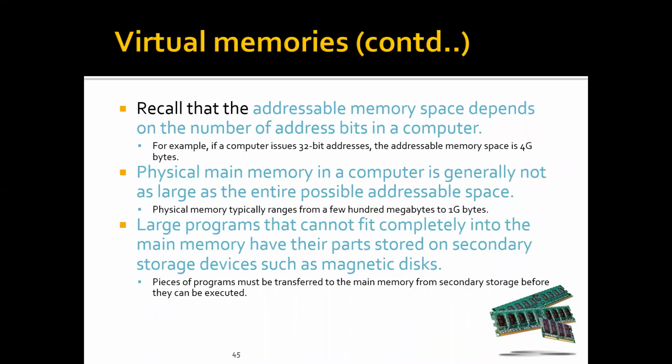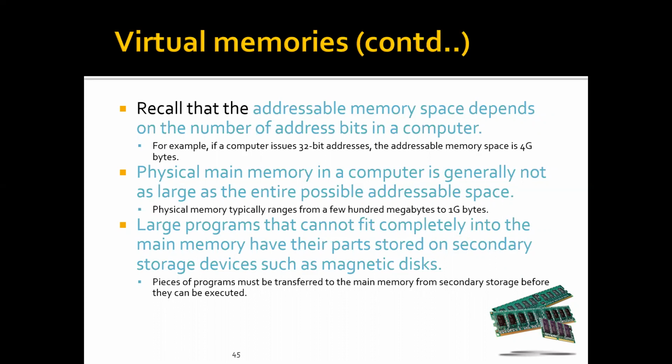You know that addressable memory space depends on the number of address bits in a computer. If the processor generates 5 bits, that means we have 2 to the power 5 locations. If the processor issues a 32-bit address, that means 2 to the power 32, that is 4 GB. My main memory is of 4 GB. So according to the addressability of the processor, the main memory is determined.